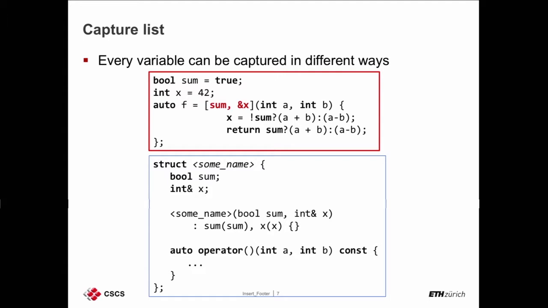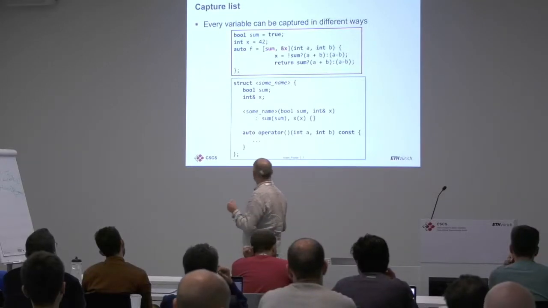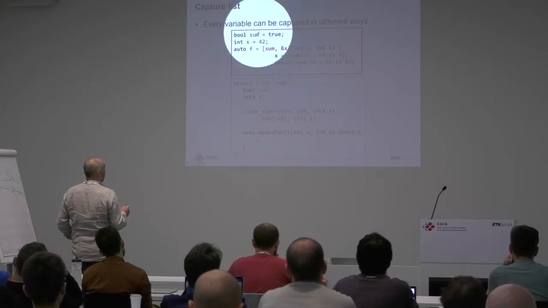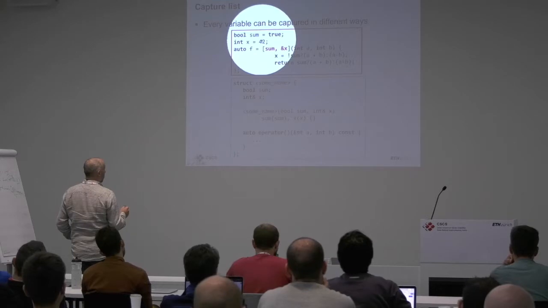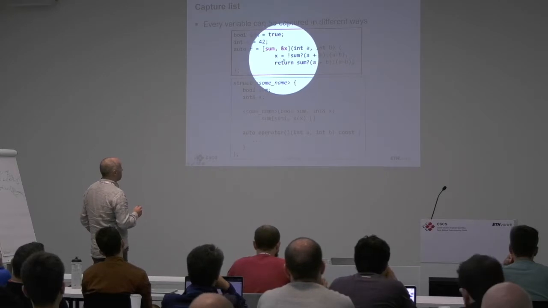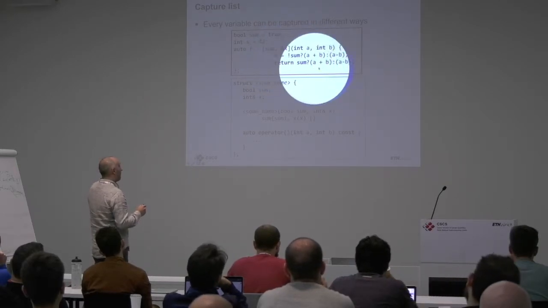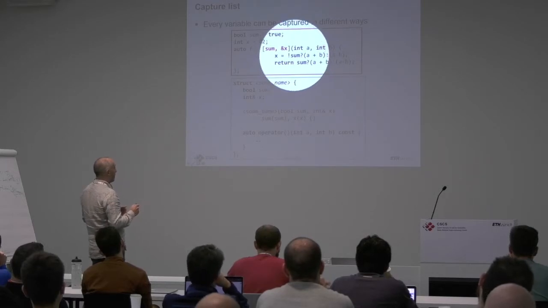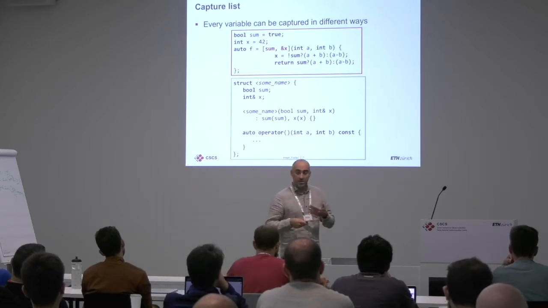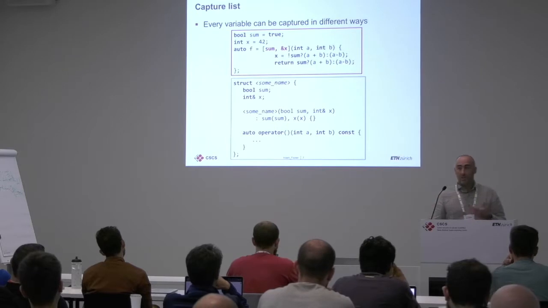So the problem might be that you want to have side effects in your lambda. So you want to capture a variable, but you want to capture by reference. And in this case, you can do it. You can capture sum by value, and x you capture by reference. You get your two arguments, and then x is equal to something, and then you return something from your lambda. And then after you have done this, the value of x is modified.